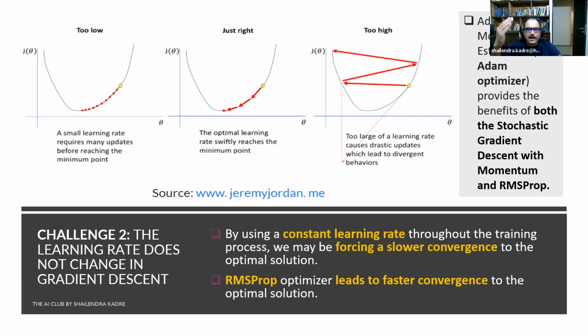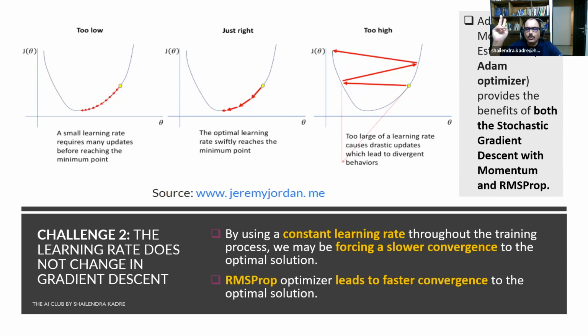I'm giving you another empirical rule. RMS prop optimizer leads to faster convergence to the optimal solution. If you feel that after a lot of iterations, your convergence is not reaching with Adam or with stochastic gradient descent with momentum, then you can go for RMS optimizer, because at least it is known to have faster convergence.